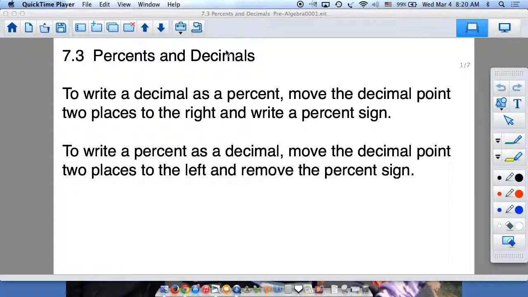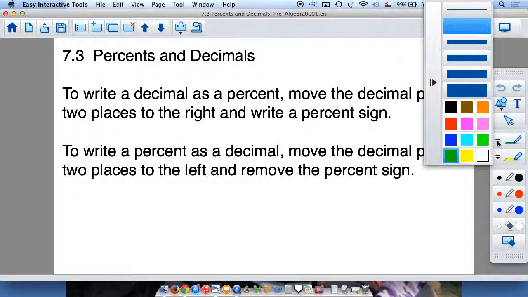Today, class, we're going to be working on percents and decimals. I have a couple of sentences here to describe how to change decimals to percentages and percents to decimals. Let's go through that. To write a decimal as a percent, you're going to move the decimal point 2 places to the right and write a percent sign. What you're doing mathematically is basically multiplying that decimal by 100.